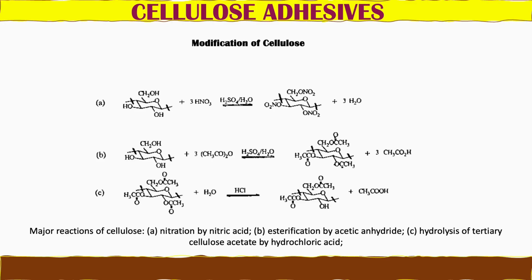The third is the hydrolysis of the cellulose derivative, wherein the cellulose acetate has been taken. It is subjected to hydrolysis and done in the presence of HCl. Okay, so we get the final product over here, and the hydrolysis is carried out. So these are basically a few of the reactions of the modification of cellulose. Just for the example's sake, we have mentioned them here.